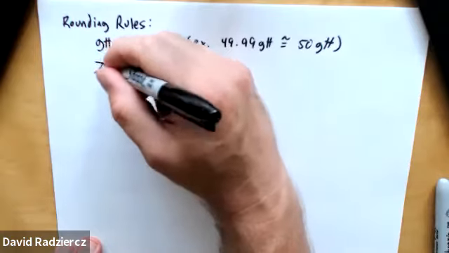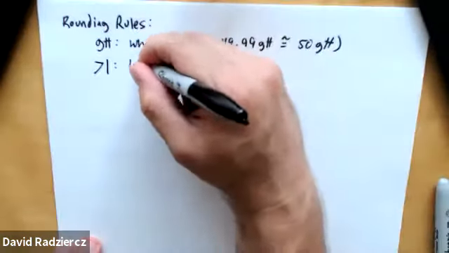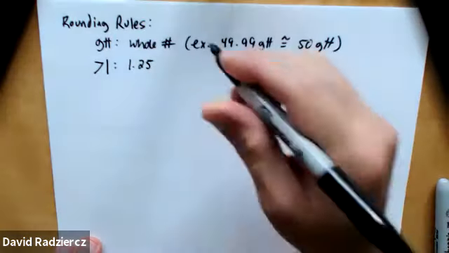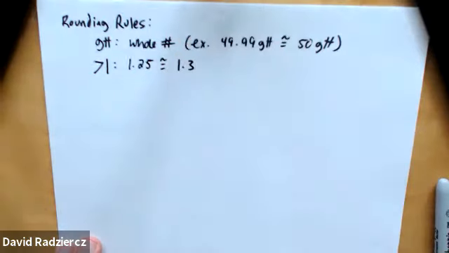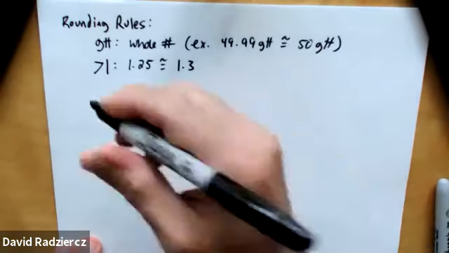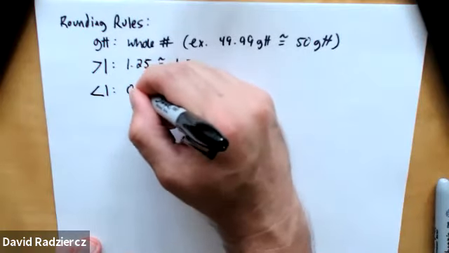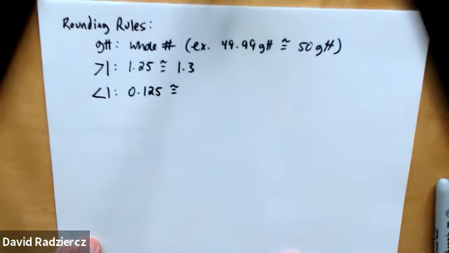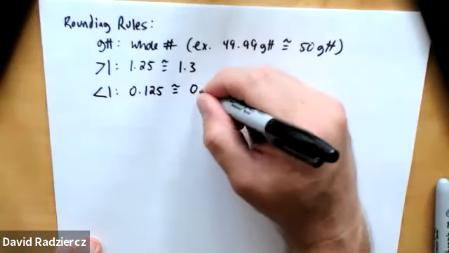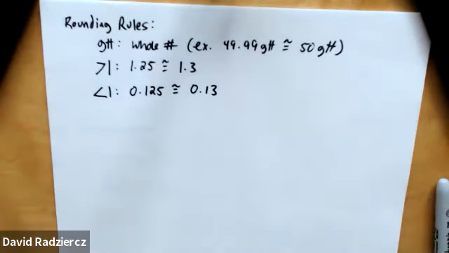For numbers greater than 1, like 1.25, you would round that number to the nearest 10th, which would be 1.3. For numbers less than 1, such as 0.125, you would round that number to the nearest 100th. So 0.13 would be how you would round that.